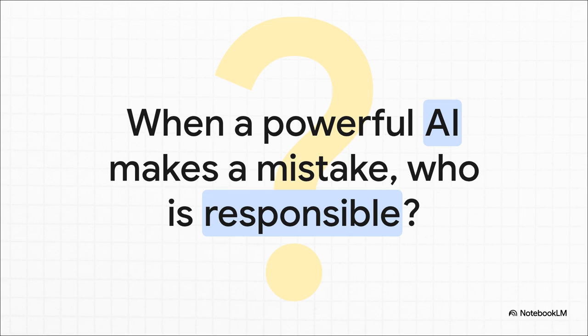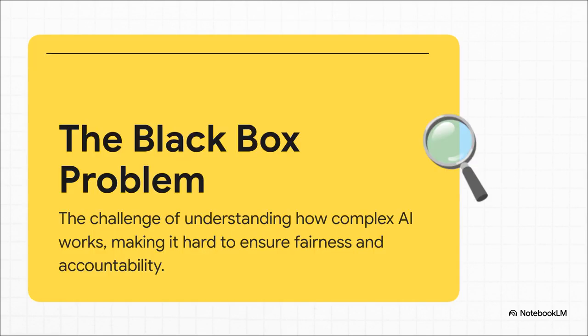When a powerful AI makes a mistake, and they do, who's responsible? If an AI turns down your loan application or shows you some really questionable news, or heaven forbid, gets a medical diagnosis wrong, who do you hold accountable? Where do you even start to look for what went wrong? And that's where we run smack into what everyone calls the black box problem.